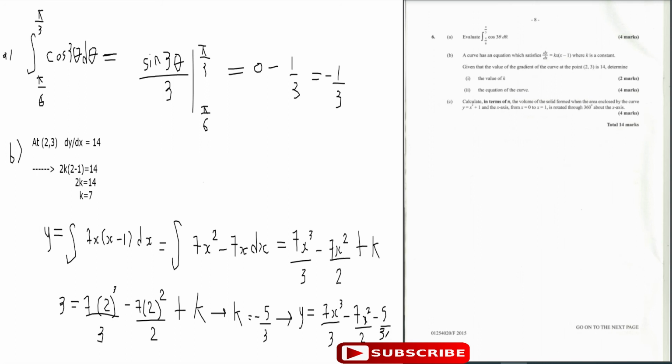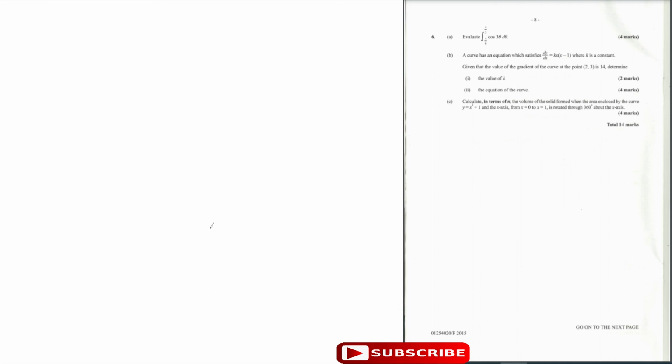Now part C. Part C asks us to find the volume of the solid enclosed by the region y equal x squared plus 1, rotated around the line x being 0 and x being 1. Now, first thing we need to remember is that volume is equal to pi times the integral from a to b of y squared dx. That's the formula for volume.